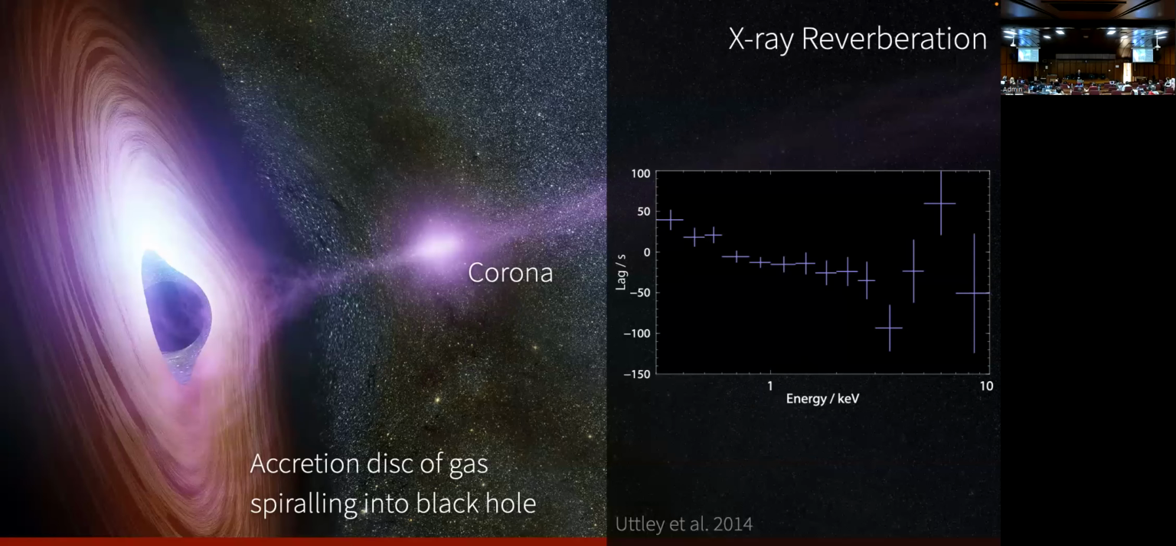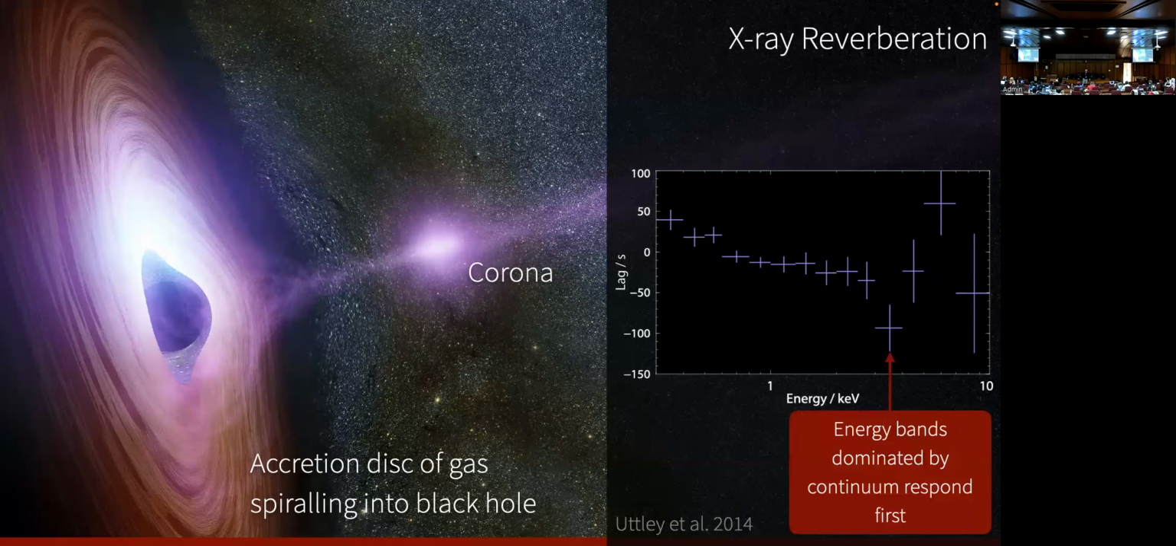So remember in our XMM-Newton spectrum, we had a continuum, and then we had a reflection that peaks at soft energies. We had the soft excess, the low energy reflection, and we had the broad iron K line at 6 keV, which means the continuum sits in the middle of the soft excess and the iron K line. We find the energy bands that have the biggest contribution of the continuum emission respond at the earliest times. So these come in at the bottom of this plot.